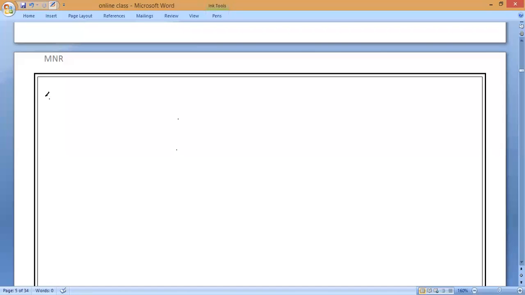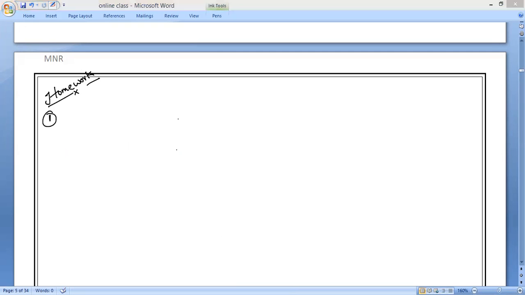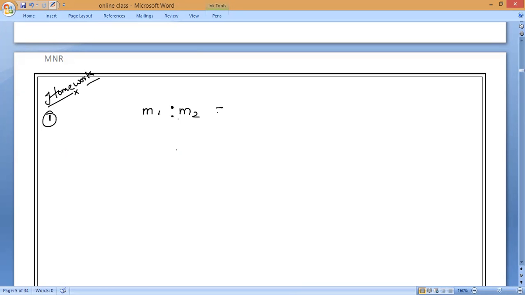Okay, first we'll discuss the homework sum. So what is the homework sum? Anybody can tell? I have given the question, observe very carefully. Two bodies having masses in the ratio. Let me take M1 and M2. Two bodies I have given. Their mass ratio is what, Hari? 3:4. Is it yes or no? That is what we can take.